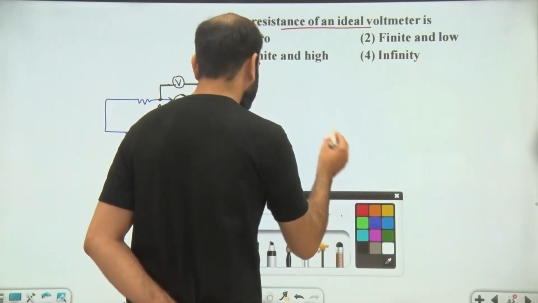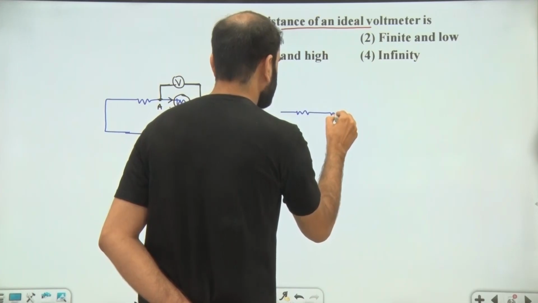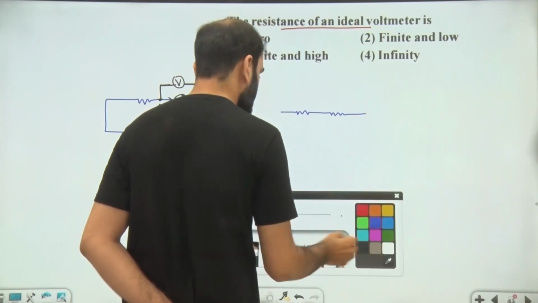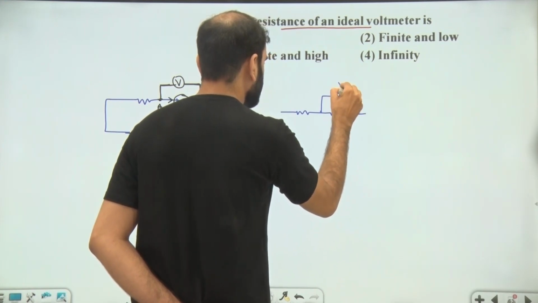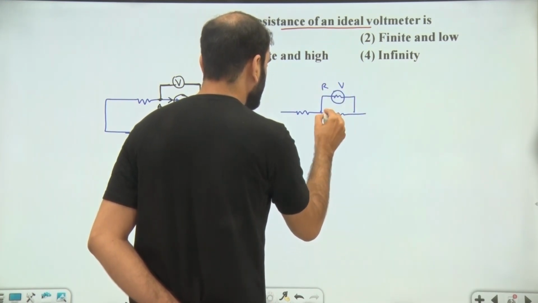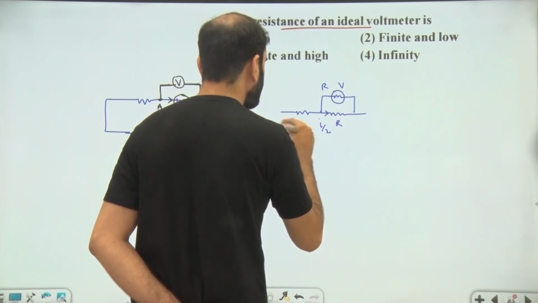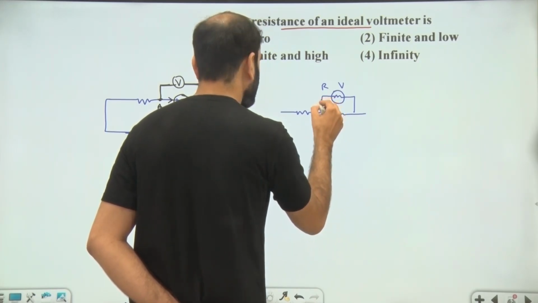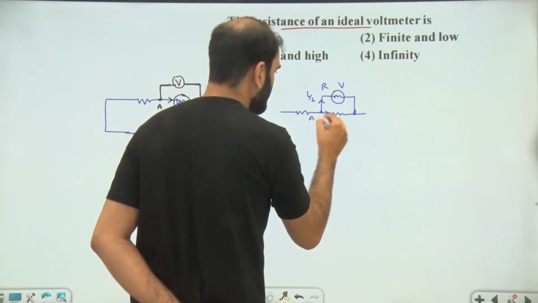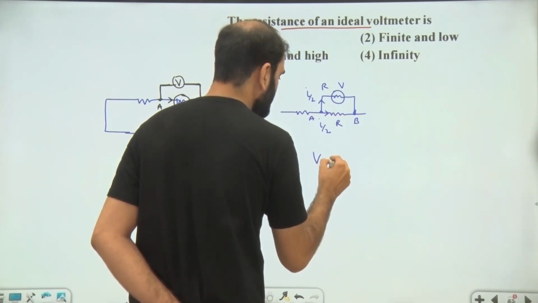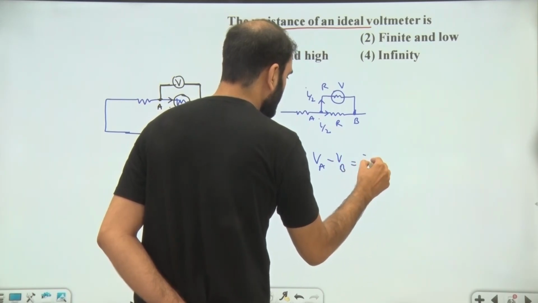case what will happen? Just see here, this is the resistance, and the voltmeter is also of the same resistance, which is the voltmeter resistance, and that's also equal to R. So half of the current will pass through this and half of the current will pass through that, and the potential difference between A and B will now be VA minus VB, that will be equal to IR by 2.